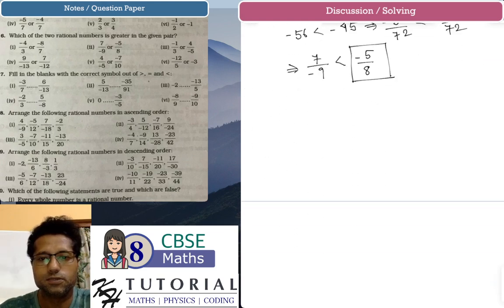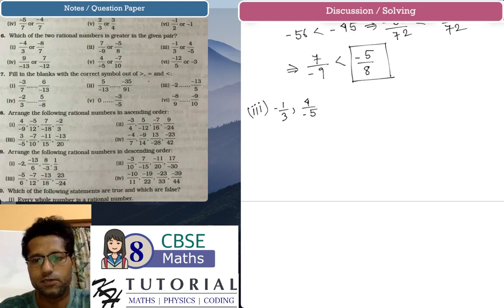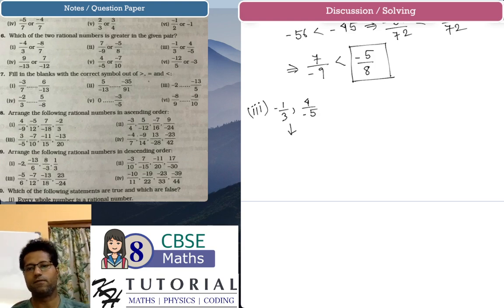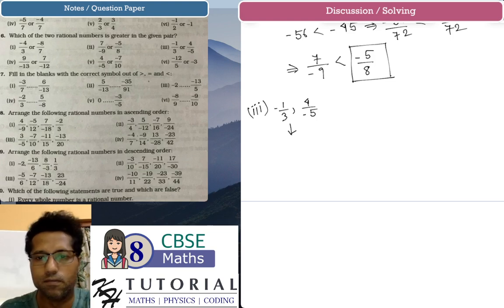Okay, let's do part 3. Part 3 is minus 1 by 3 and 4 by minus 5. Now first we can see that the second rational number, 4 by minus 5, is not in standard form. Let's first convert that into standard form. Minus 1 by 3 is already in standard form.